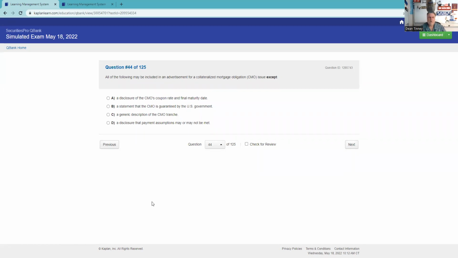Yeah, I think a disclosure of the coupon rate, I'm just looking at this. I think B is going to be the misleading thing here, right? Because can you lose money on a CMO? You can. It's not going to be because of credit risk, but it's going to be interest rate. It has major interest rate risk.